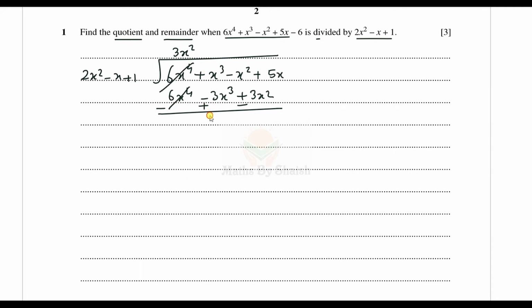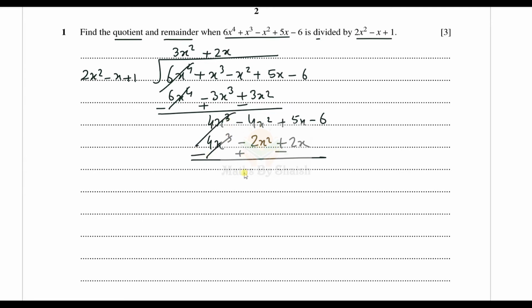3 plus 1, 4x to the power 3, and it is minus 4x square plus 5x. Oh sorry, I forgot the 6, so minus 6 will come here. Now we'll take the leading term again to divide. 4x cube divided by 2x square is 2x, and hence it is going to be 4x cube minus 2x square plus 2x. Now we'll subtract it, and then the sign gets changed.